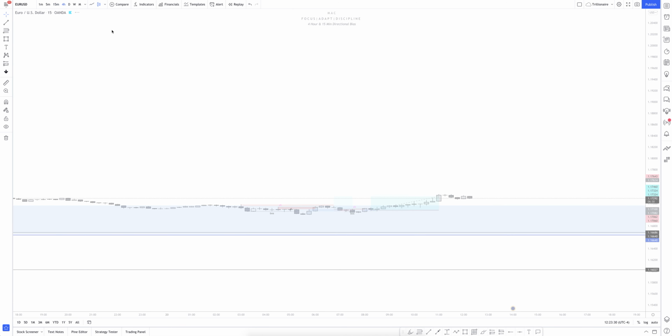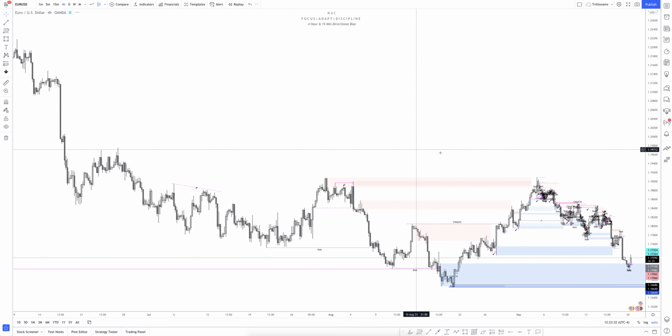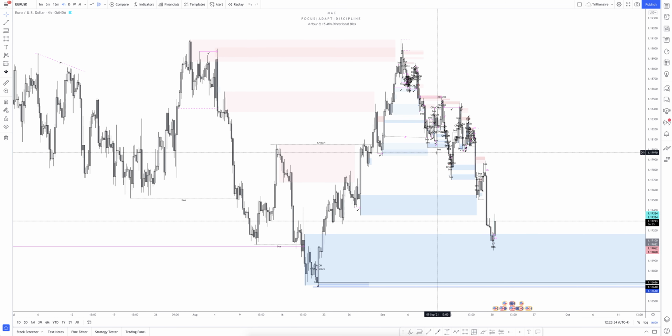So let's go to the H4. Nothing really to see on the H4. Pretty much we've pulled into this demand here, and it looks like we could possibly give off some type of supply if we don't push back up into this H4 lower high here.